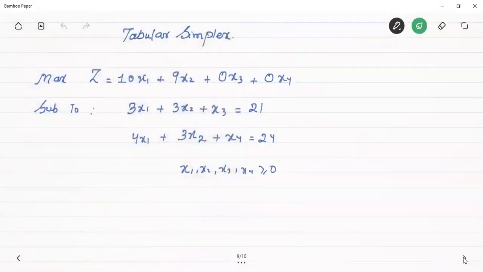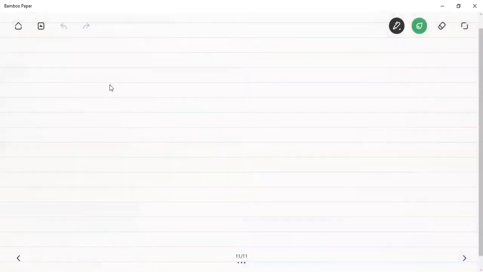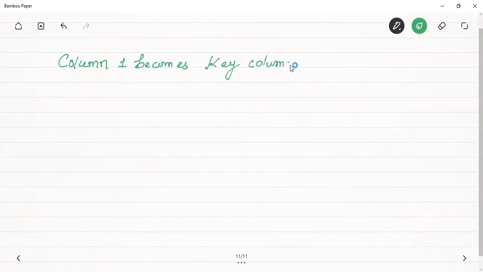And the leaving variable will be decided on the basis of theta. Okay, so I would like to write here, column 1 becomes key column. We will say that it is the key column.